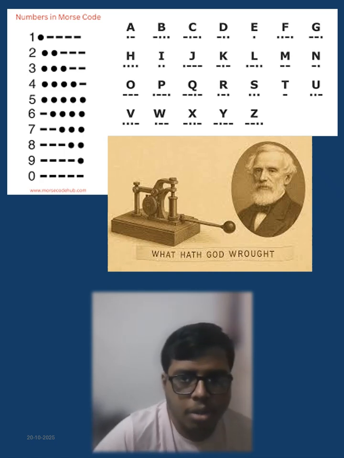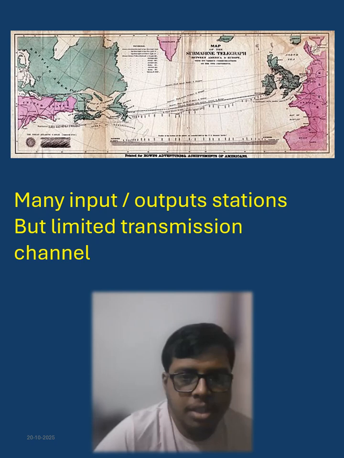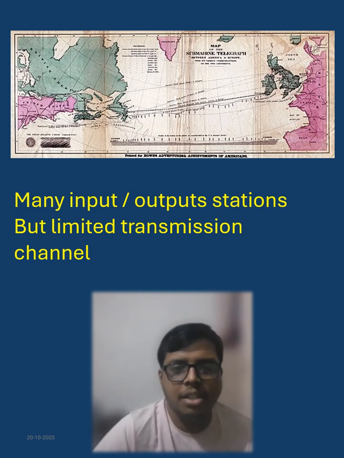But in that case also there was a problem. You can see now in this picture there is the transatlantic undersea cable, telegraph cables. So it is connecting between say New York and London, between two continents. Now such kind of cables are very expensive. You cannot put multiple number of cables. But in USA and in England, there were multiple such input stations and output stations, you can say telegraph stations in their terms. But the transmission channel is limited.